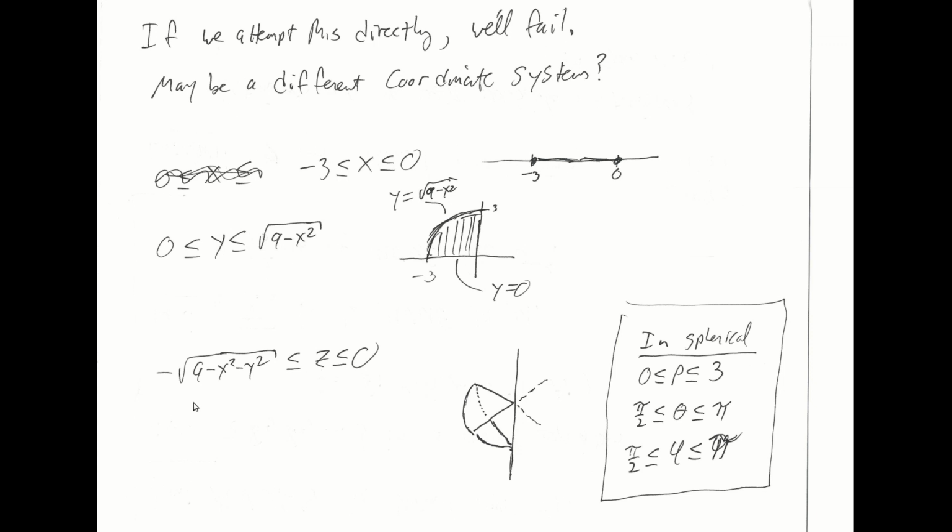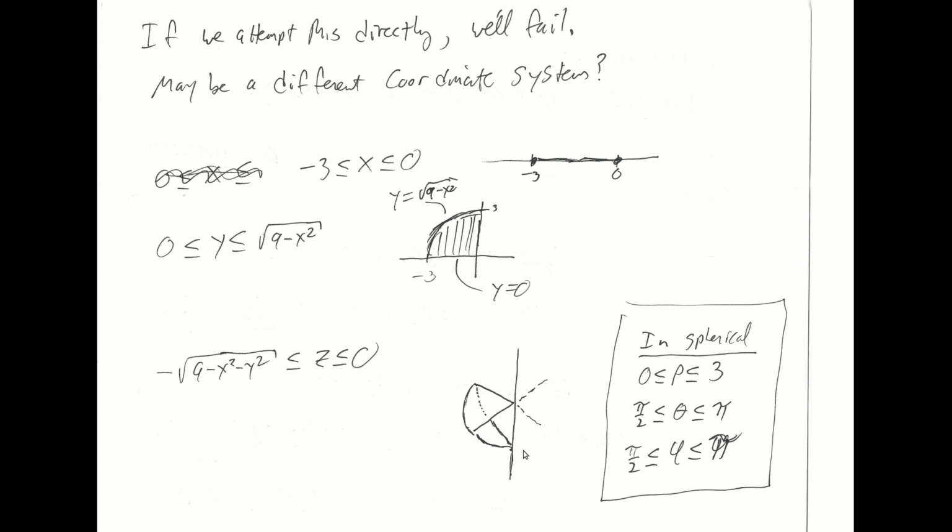With z set equal to the negative square root, we know that we are talking about a portion of the lower half of that sphere. So z is going from some portion of the lower half of the sphere of radius 3 centered at the origin up to the surface z equal to 0, which in 3 space is the xy plane.